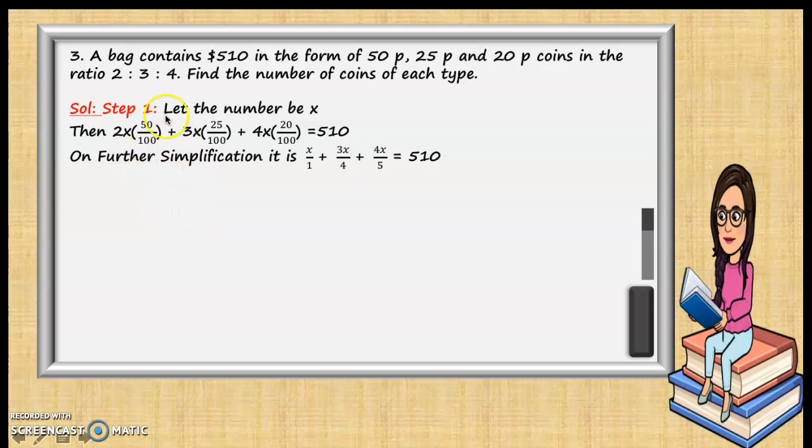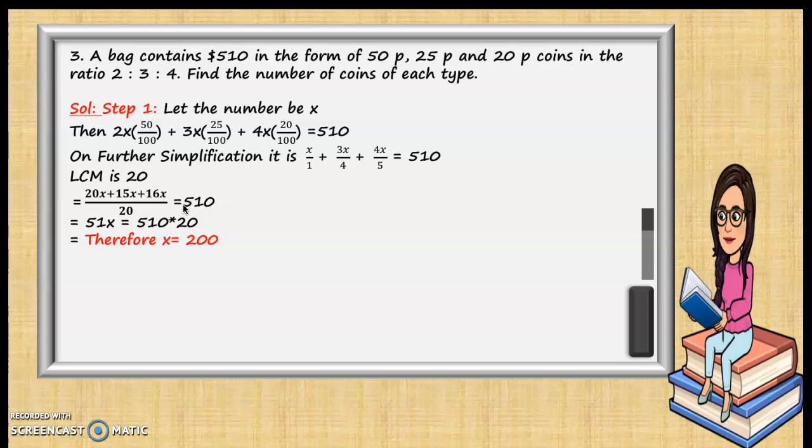How I simplify? Let me tell you here. I've cancelled zeros. 5 ones are 5, 2 twos are 2, and 2 and 2 get cancelled. So it'll remain x by 1. Similarly, you have to simplify these two terms and you get this particular equation. Since the denominators are different, we have to find the LCM, and in this case LCM is 20 and the numerator becomes 20x plus 15x plus 16x equals 510. On further simplification, we can find out x equals 200.